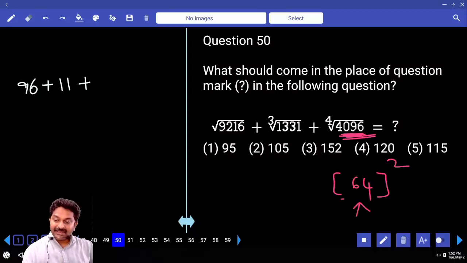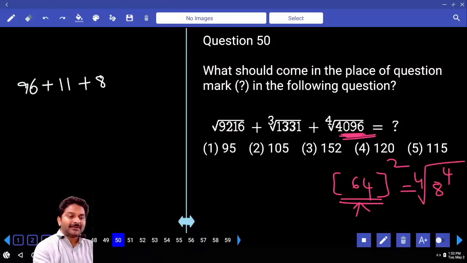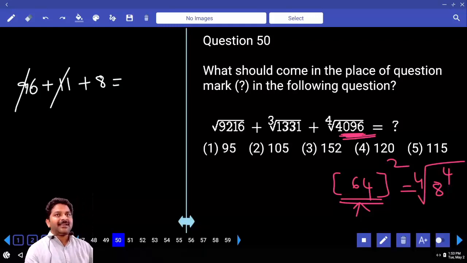Yes. Again 64 can be written as 8 square. So that means this is 8 to the power of 4. And fourth root of that number? 8. Answer. 90, 10, 100. Leftover value 6 plus 1, 7. 7 plus 8, 15. 1, 1, 5. Final. Understood?